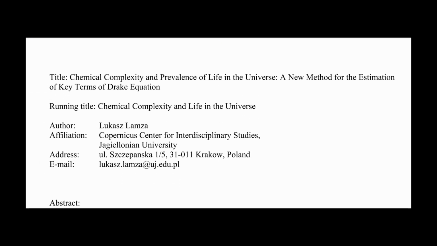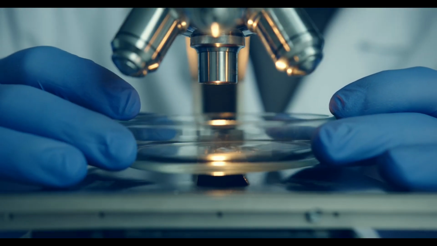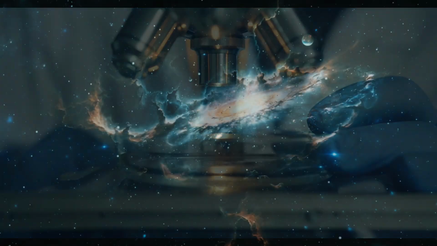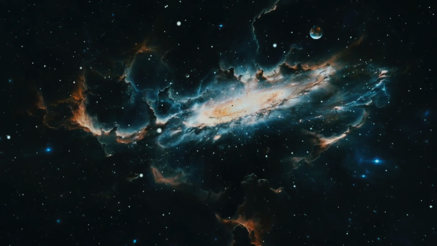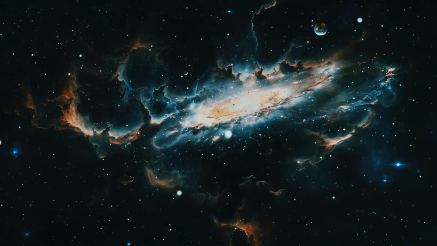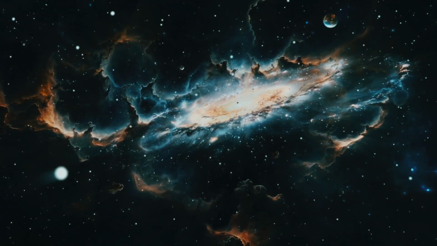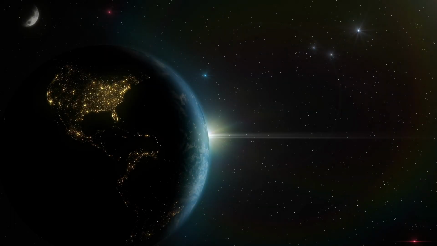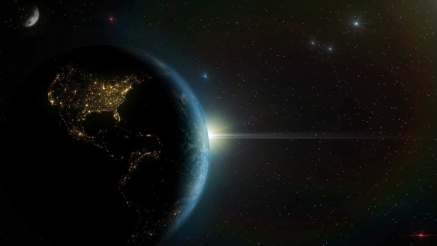In 2024, a scientist named Łukasz Lamza published a research paper titled Chemical Complexity and Prevalence of Life in the Universe on arXiv.org. He used new chemical and planetary data to estimate how often life could arise. His results showed that the number of life-bearing worlds could be as low as 1 or 2 per galaxy, or as high as 13,000. That huge range proves just how theoretical the Drake equation really is, a framework for thinking, not a final count.